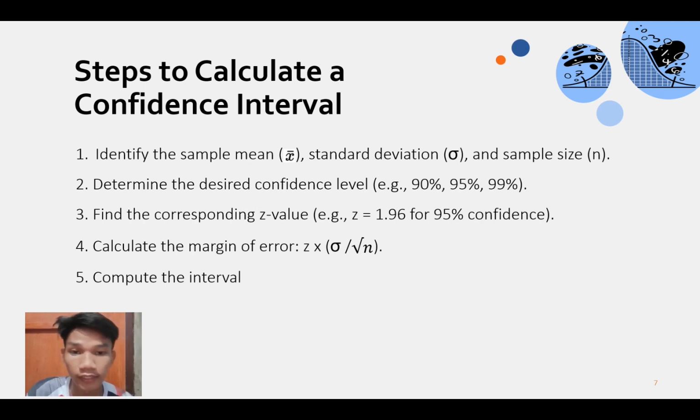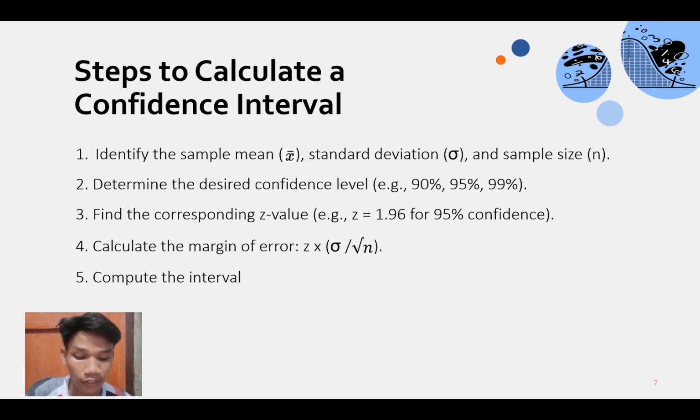The next is steps in computing confidence interval. So, number 1, identify sample statistics. Kuhain ang sample mean, X bar, standard deviation, sigma, at sample size N. Choose confidence level. Piliin ang confidence level. Halimbawa, 90%, 95% or 99%. The next is find Z value. Hanapin ang Z value mula sa Z table, halimbawa 1.96 para sa 95% confidence level.